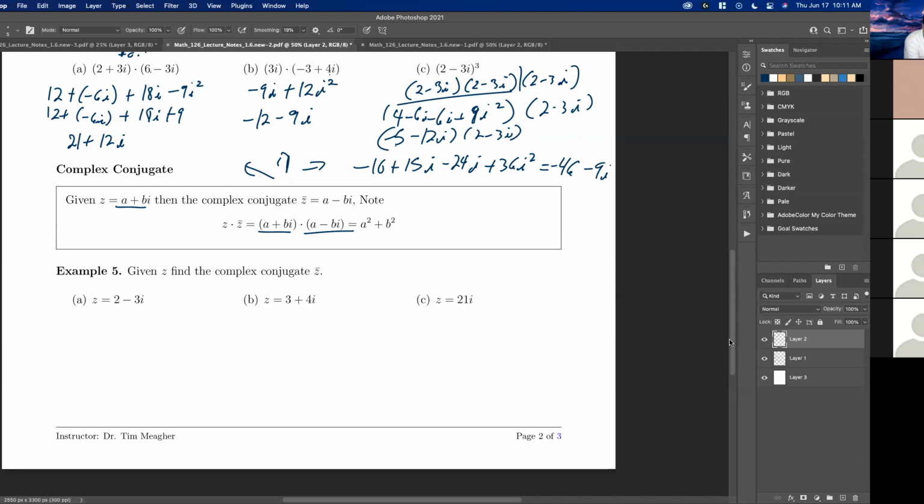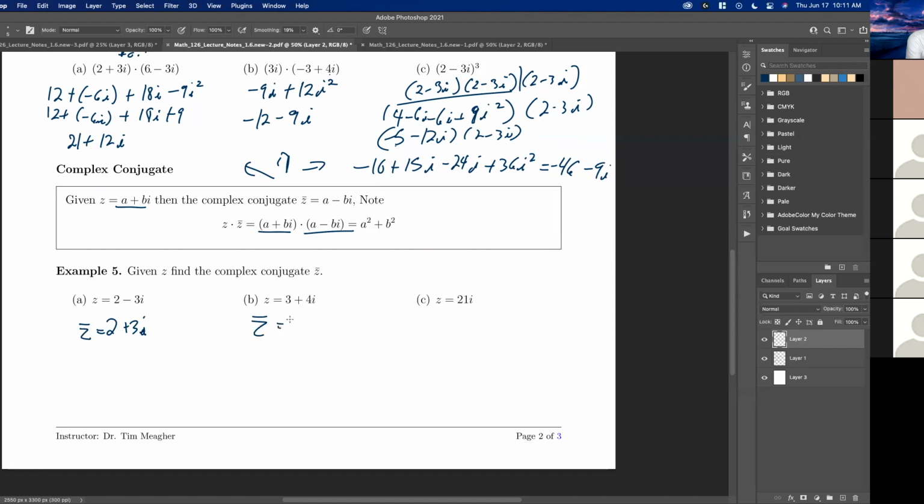So here we're just going to find the complex conjugate. If z is this, the real part remains the same, and whatever the imaginary part is, we negate it. So if it was negative before, it becomes positive. So here's the conjugate for that.